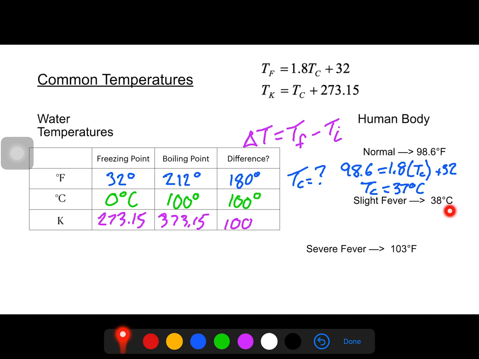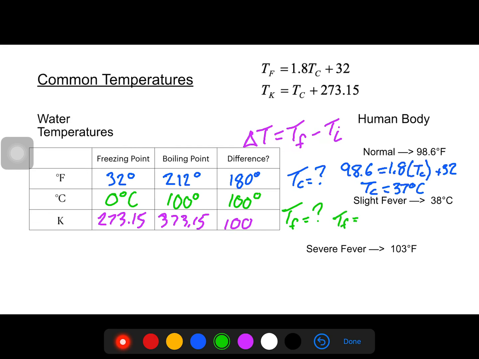Now, just to do a couple more conversions, if you have a slight fever, then we're going to say your body temperature is 38 degrees Celsius, not 37 degrees. So it's 1 degree warmer. You say, well, is 1 degree warmer a lot? Is it not a lot? Well, let's calculate that. What we want to know is how many degrees Fahrenheit is that.